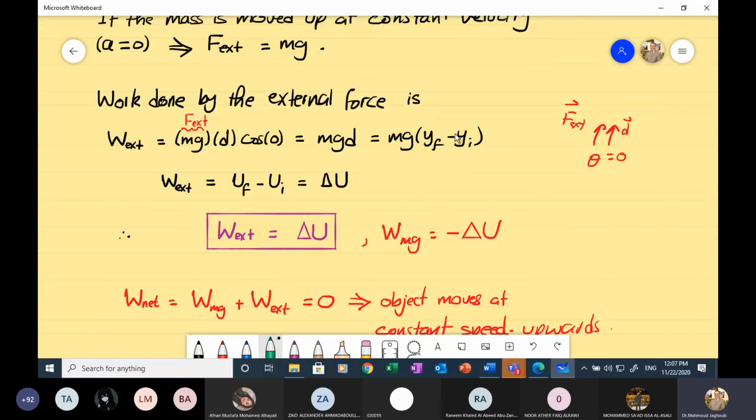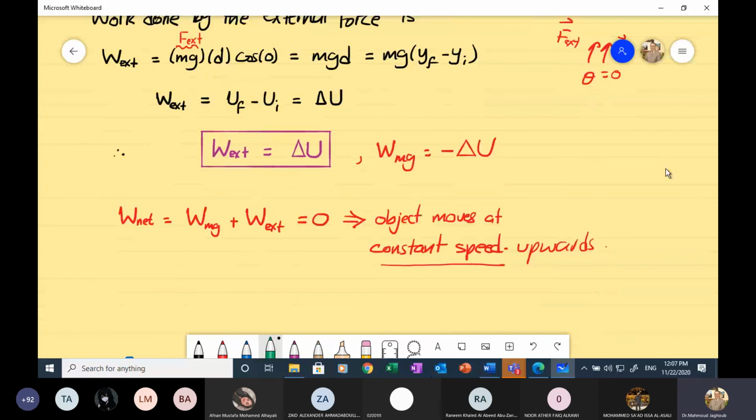Take mg into the bracket, you get mgy final, which is U final, minus mgy initial, which is U initial. All this equals what? Delta U. So the work of the external force equals delta U, while the work of the weight was what? Minus delta U.